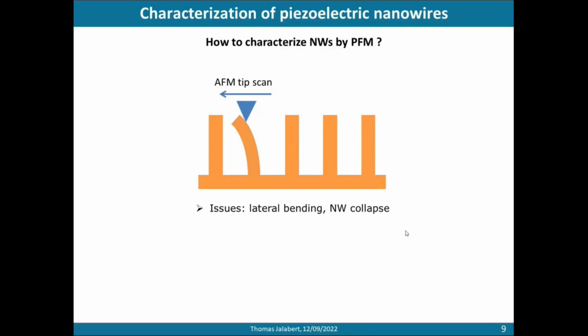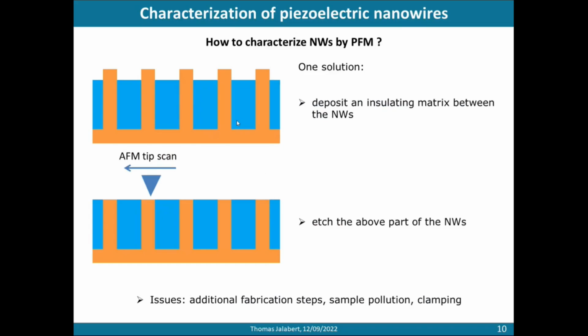By contrast with thin films, it is not possible to use what we call the contact mode, because during the scan, the tip may actually destroy the vertically aligned nanowires. One solution would be to deposit an insulating matrix between the nanowires in order to mechanically consolidate them. And if we also etch the upper part of the nanowires, we recover a flat surface, so it's possible to use the contact mode. However, this requires some additional fabrication steps. Also, mechanically, the nanowires are clamped by the surrounding matrix, so this is an artifact for the measurements.